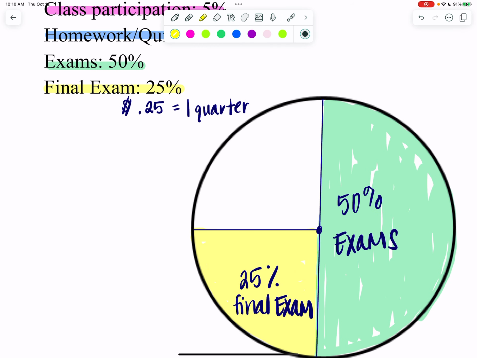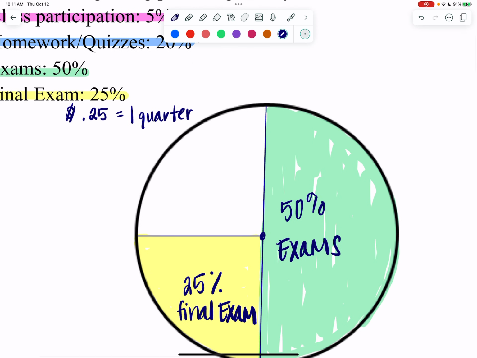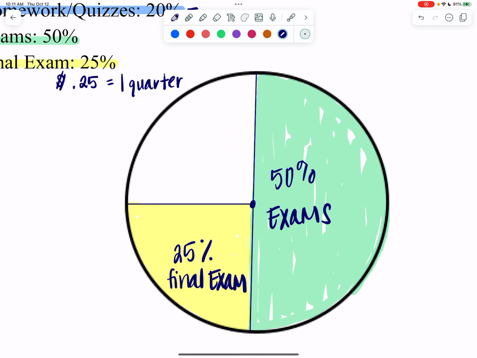For the last quarter of my circle, I have 2 pieces that I need to include in there. I have homework and quizzes for 20%. Class participation is 5%. So I'm going to estimate. I know I need to be smaller than my yellow part because that was 25%. That looks pretty good. So we'll say this is 20% for homework and quizzes. And that part's blue, so I'm going to shade it blue.